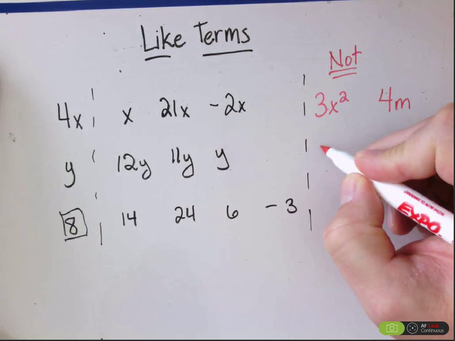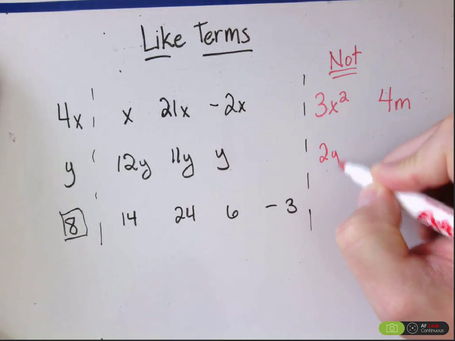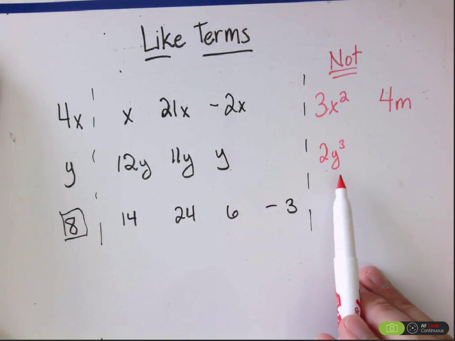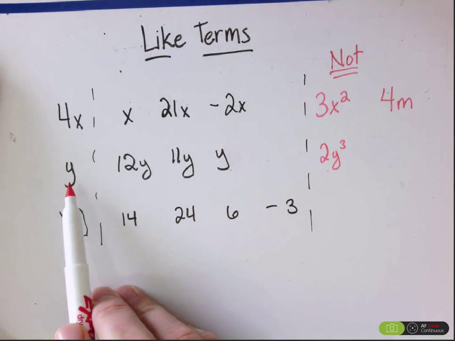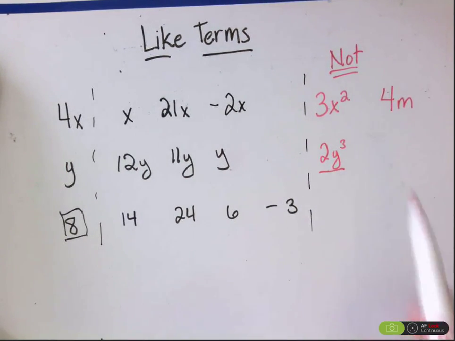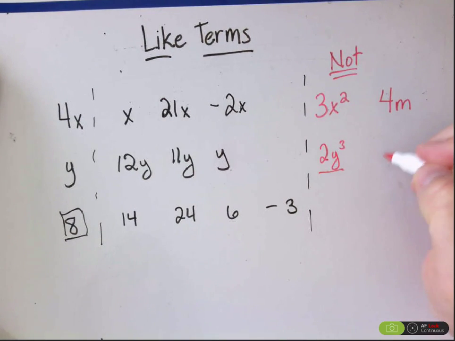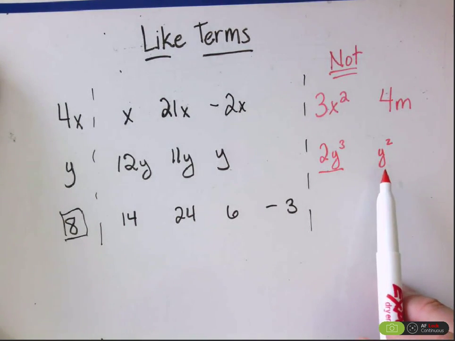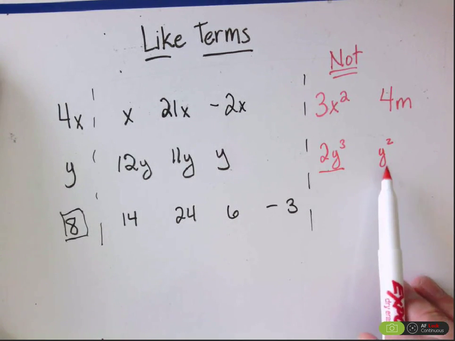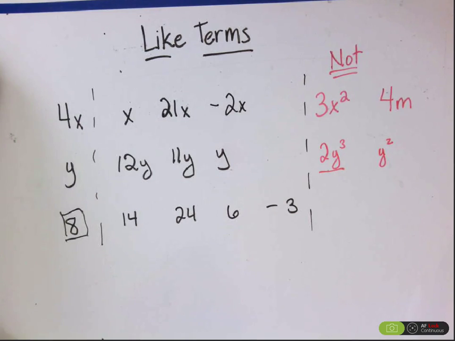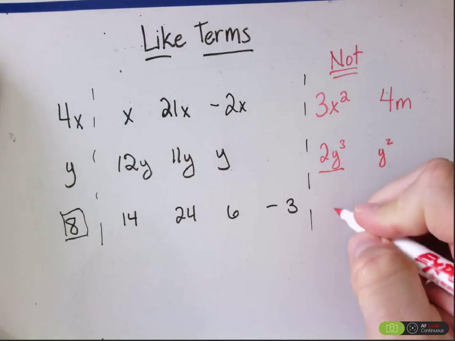The same goes down here. If I said 2y to the third, y and y are the same, but this is not raised to a power, this one is. So these are not like terms. If I just got something along the lines of y squared, I cannot combine y and y squared because this is y and this is y, but this one is raised to the second power where this one is not. How about this one?